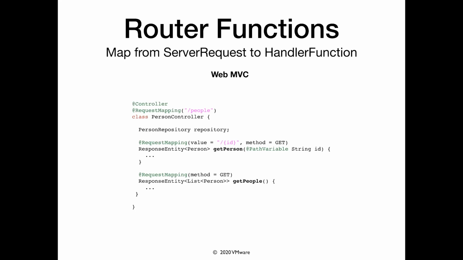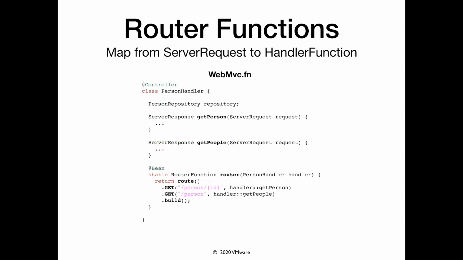So what does it look like in WebMvc.fn? Well, this is where things get a little bit different, right? So rather than using annotations, we're creating a get person and get people method. We still have those. Those are the same. And we're creating a static bean. So this router function is detected by Spring WebMvc, and also by Spring Boot. And it will basically say, oh, this is a router, so I should support that and make sure that all the routes that it supports are registered in this particular servlet.